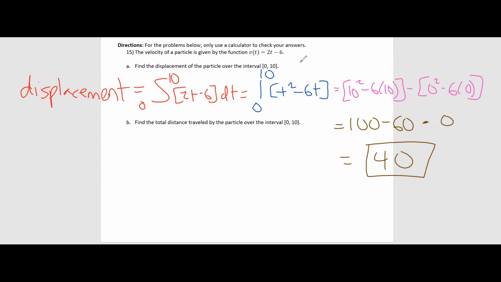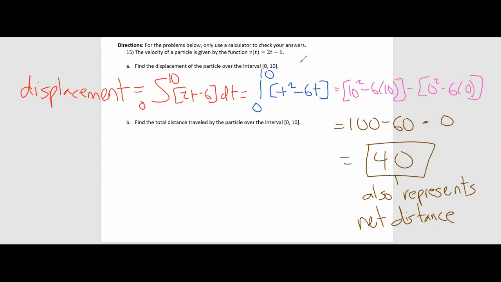Now, because this is positive, this also represents something else. This also represents net distance. If it was negative 40, it would not represent net distance because, again, distance has to be positive. But when displacement's positive, that's also net distance.